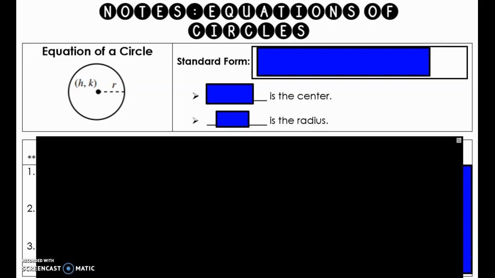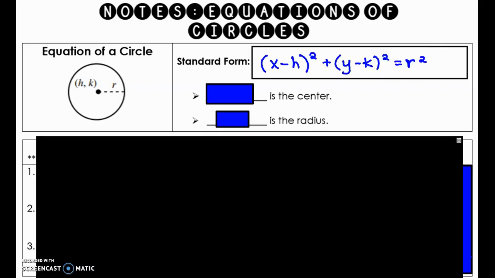In today's lesson, we're going to learn about equations of circles. First and foremost, we're going to start off with the standard form of the equation of a circle. That is the following: (x - h)² + (y - k)² = r². When we write this equation, which will work for any circle, we're always looking to fill in these three letters.